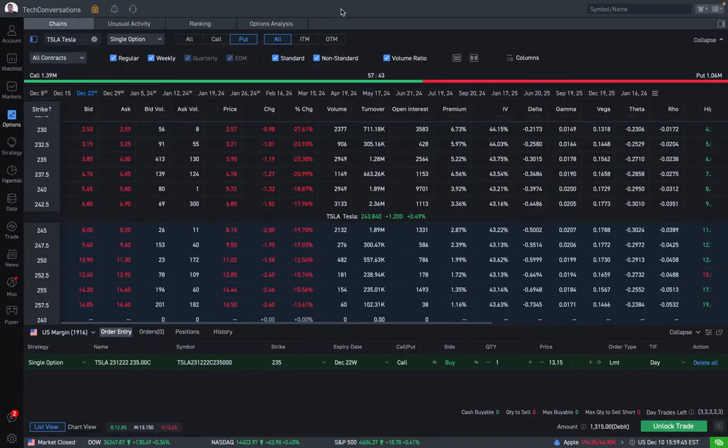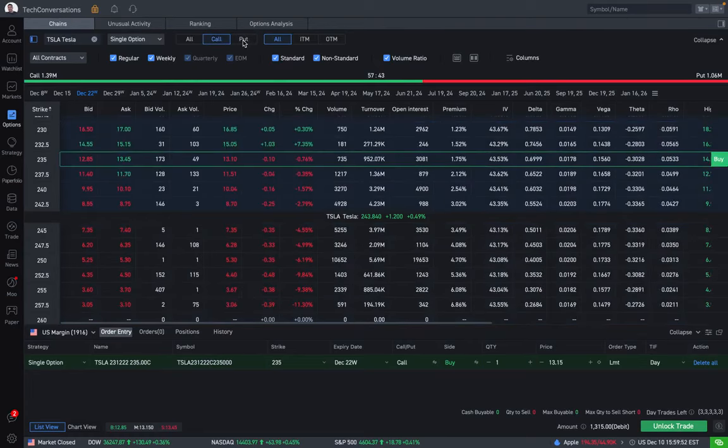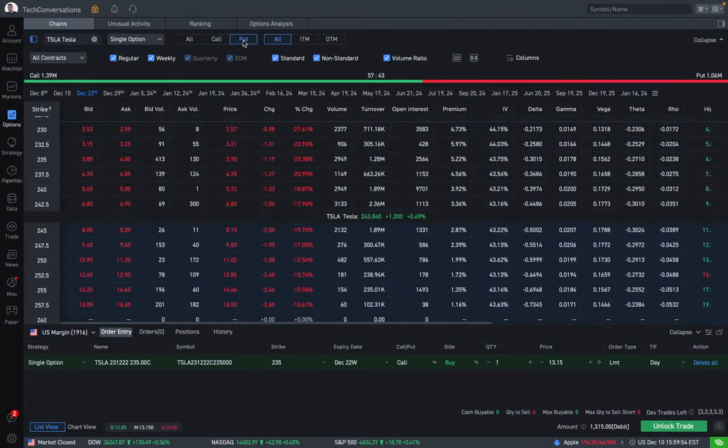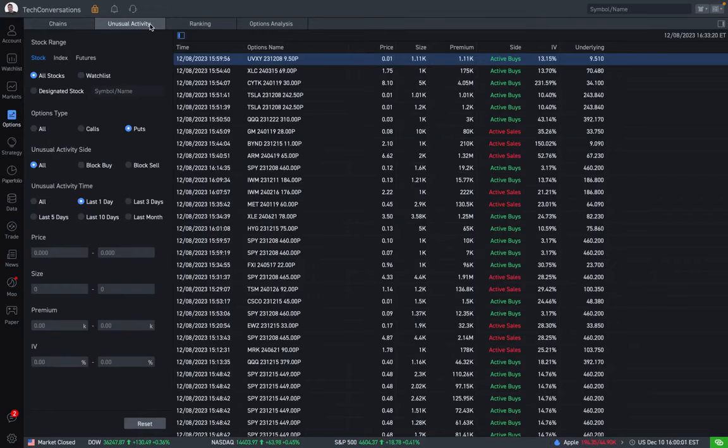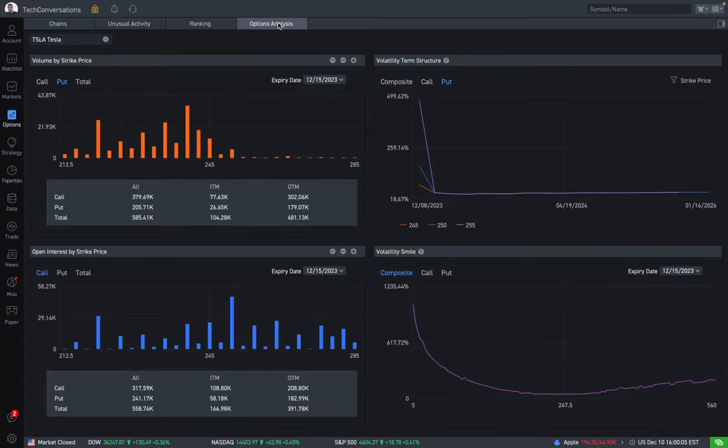So today we talked about the basics of options trading on Moomoo, looking at both calls and puts on Moomoo's desktop platform. We also talked about the importance of analysis by looking at unusual activity. And of course, we also took a look at Moomoo's options analysis tool, which can help us a lot as well by looking at the volume by strike price and the volatility term structure of certain options.